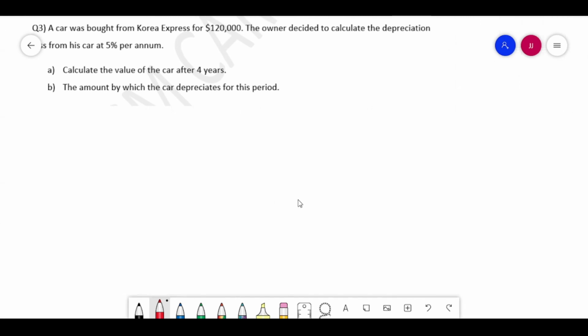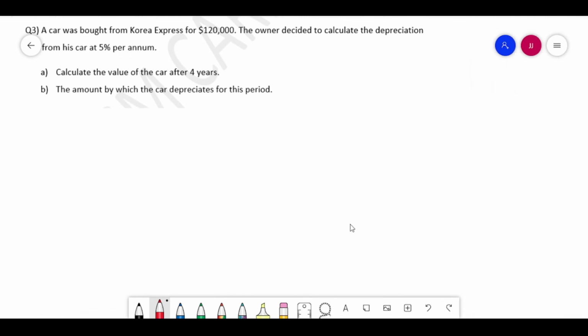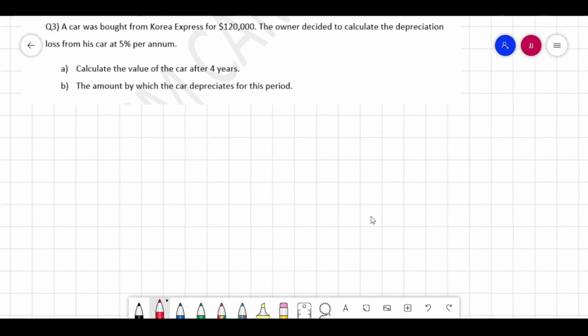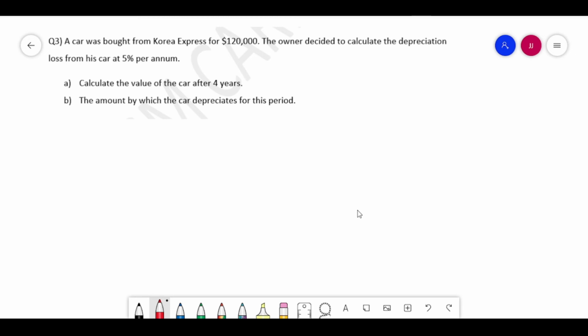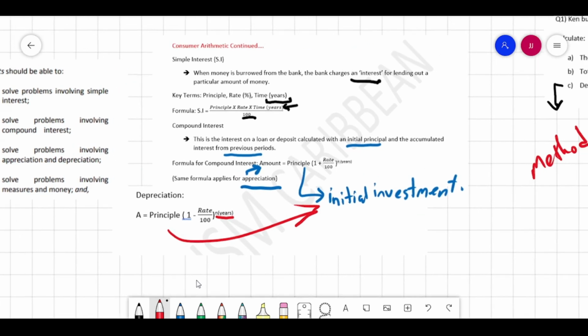So question 3 now. A car was bought from Korea Express for $120,000. The owner decided to calculate the depreciation loss from his car at 5% per annum. Calculate the value of the car after 4 years. So we know already they said there was a depreciation loss. So what we do here is that we go to the formula.